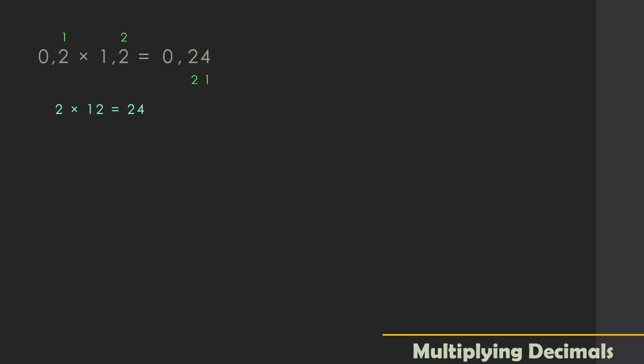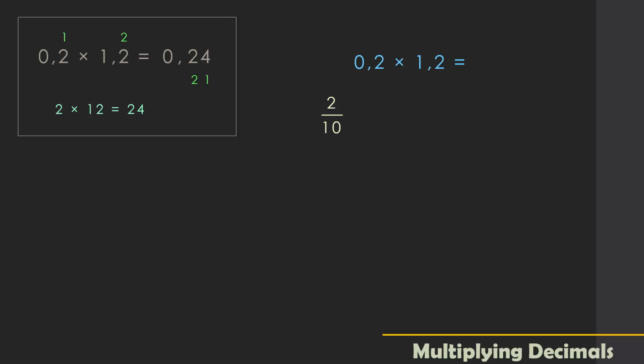We can solve these problems by changing each decimal into a fraction, proper fraction or improper fraction. Let's see. 0.2 times 1.2. We can change 0.2 into fraction. So 0.2 equals 2 tenths, 2 over 10. And 1.2 equals 12 tenths or 12 over 10. So 2 tenths times 12 tenths. Then we do the multiplication of fractions: numerator times numerator over denominator times denominator. 2 times 12 equals 24 and 10 times 10 equals 100. So the result is 24 over 100.